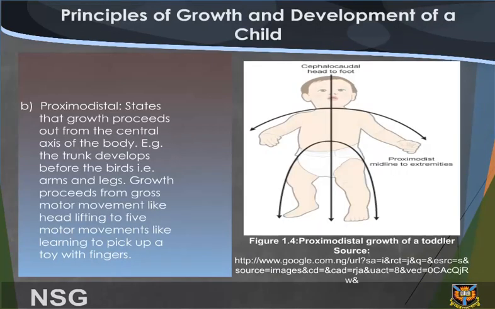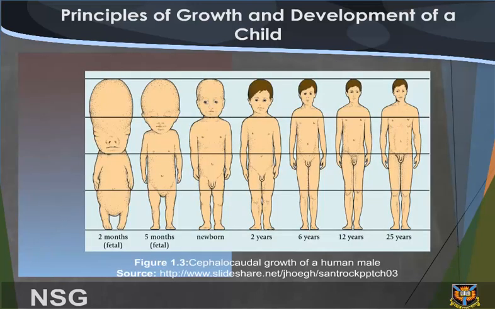Principles of growth and development of a child. B. Proximodistal states that growth proceeds out from the central axis of the body, e.g. the trunk develops before the arms and legs. Growth proceeds from gross motor movement like head lifting to fine motor movement like learning to pick up a toy with fingers.